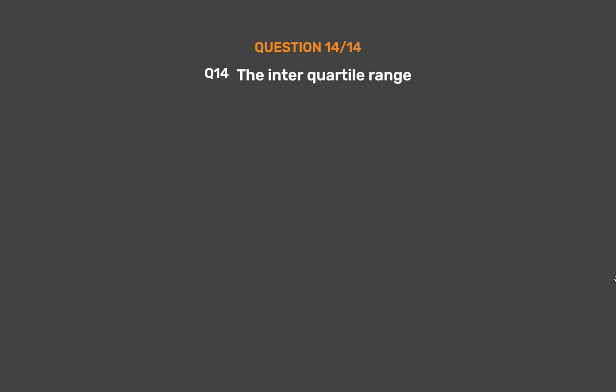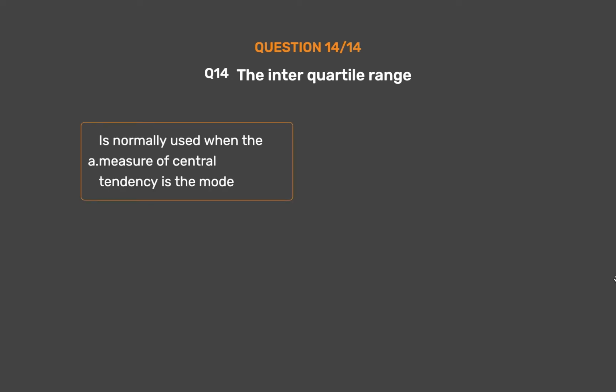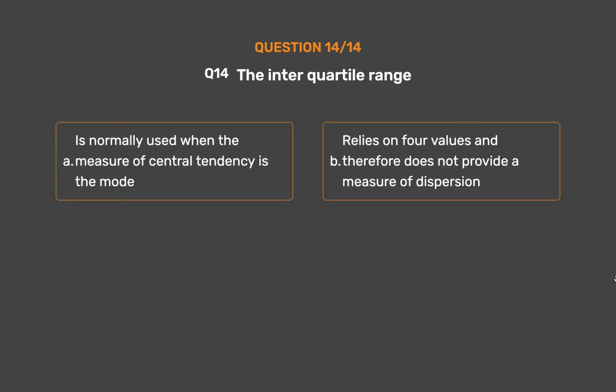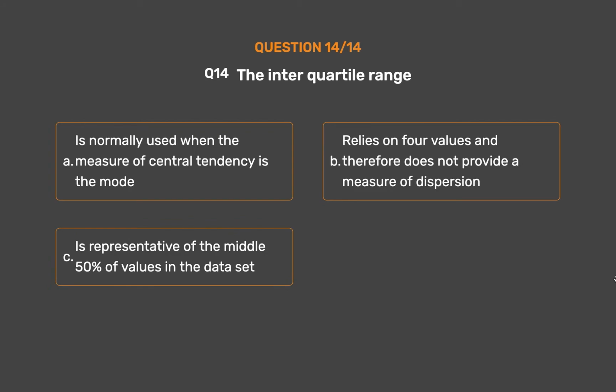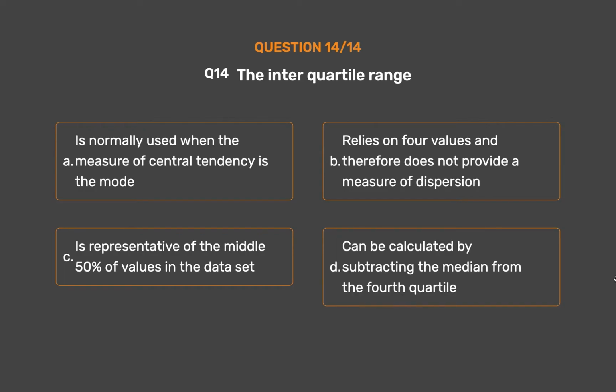Question number 14. The interquartile range, option A, is normally used when the measure of central tendency is the mode. Option B, relies on 4 values and therefore does not provide a measure of dispersion. Option C, is representative of the middle 50% of values in the data set. Option D, can be calculated by subtracting the median from the 4th quartile. The correct answer is option C, is representative of the middle 50% of values in the data set.